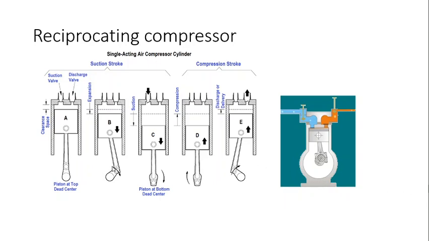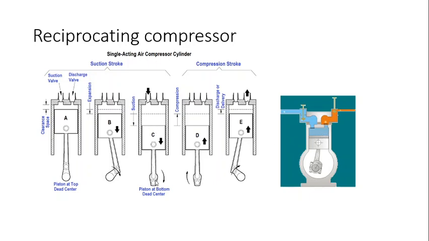Then if the crank rotates, the piston moves downwards, which creates a pressure difference inside the cylinder. Then the inlet valve or suction valve opens and air is sucked into the cylinder. At that time, the delivery valve is closed. So this is the condition.